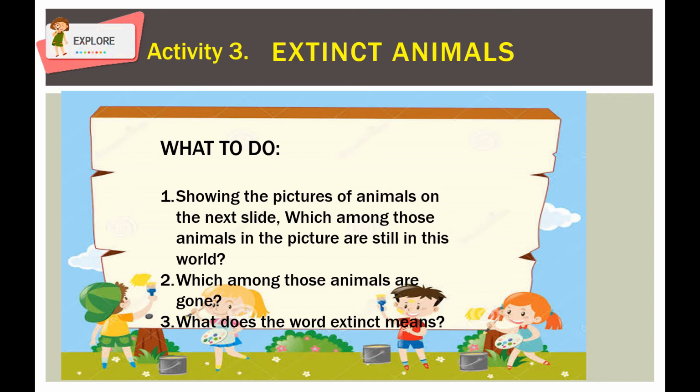Bravo! You have finished the second activity. Now, for the last activity entitled Extinct Animals, I want you to do this. Number 1. Showing the pictures of animals on the next slide. Which among those animals in the picture are still present in this world? Number 2. Which among those animals are gone? Number 3. What does the word extinct means?